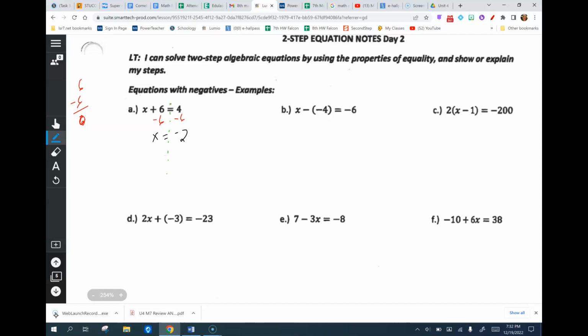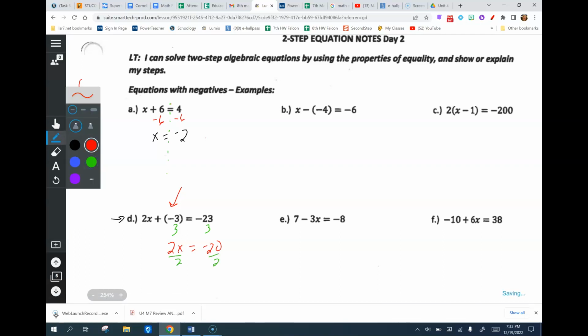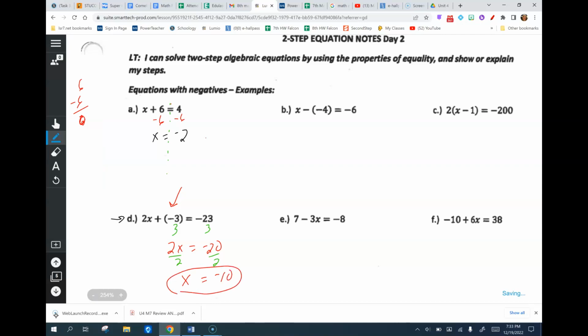Let's jump to D. Look at D right below. So 2x plus negative 3 is equal to negative 23. I want to get rid of a negative 3. I'm going to add a positive 3 because negative 3 plus 3 is 0. So I get 2x is equal to negative 20. Now you know what to do. I have multiplication, so what am I going to do? I'm going to divide both sides by 2. So I got x is equal to negative 10. Okay, good.